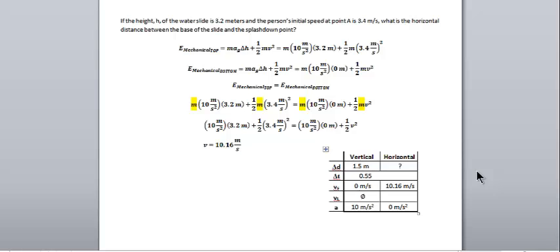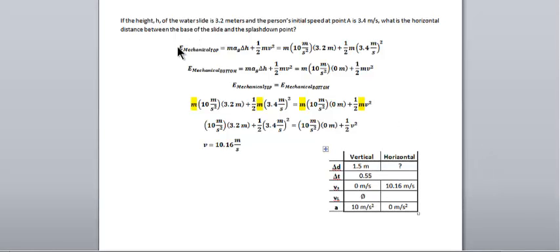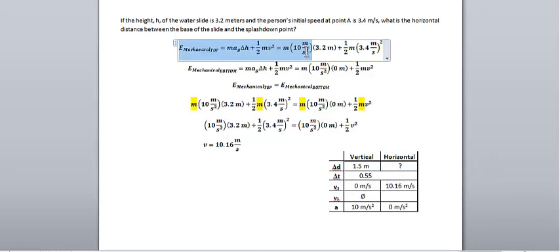Well, this one, like so many of these others, it's a conservation of energy problem. Let me read the problem to you. If the height h of the water slide is 3.2 meters, that's how tall the slide was, and the person's initial speed at point A, that's the top of the slide, is 3.4 meters per second, what is the horizontal distance from the base of the slide to the splashdown point? Well, I've done this a little differently. I've written it all on the screen first, so let me just walk you through it.